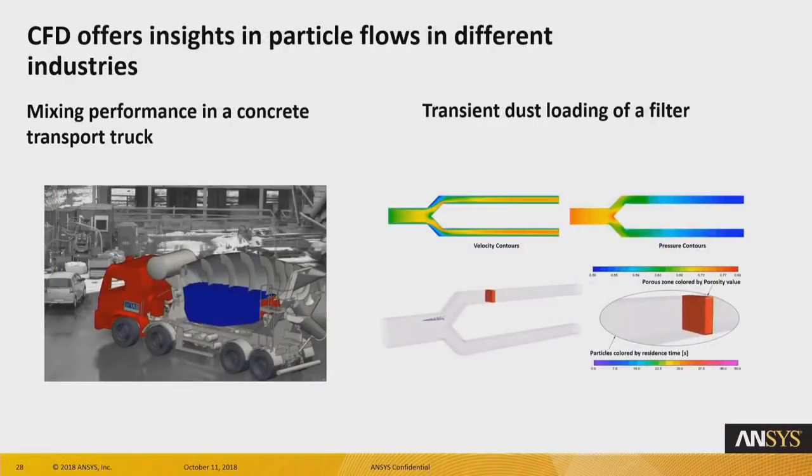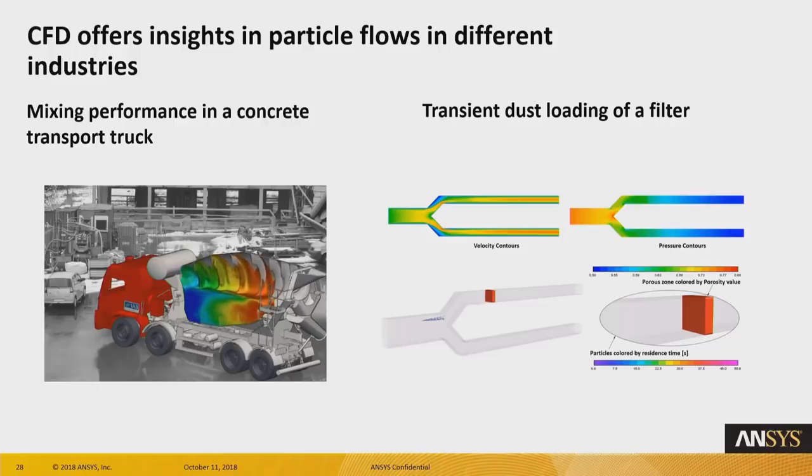Another interesting example is comprised of particle flow in a concrete transport truck. So we can look at the concrete particles and how they move inside this large truck that serves the purpose of mixing the different concrete ingredients together. You can use this solution to optimize the process and come up with the conditions that are required to produce good quality, uniform concrete properties.